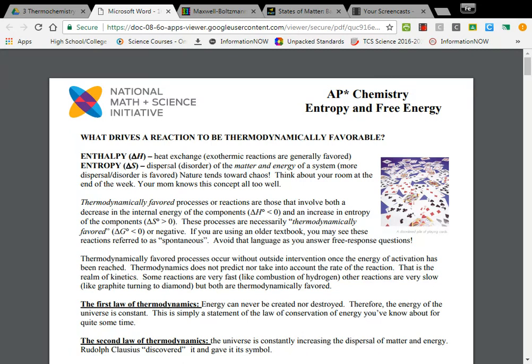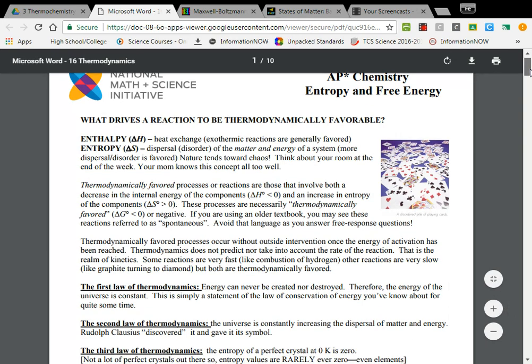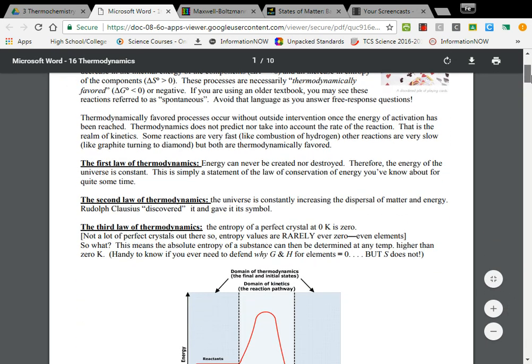So, what I want to talk about first is show you the different laws of thermodynamics and how entropy is involved with these laws of thermodynamics. And then we're going to go into how do we predict the sign for delta S and then the calculations for delta S. So this should be a fairly quick video. If you look in your packet, you'll see three laws of thermodynamics here.